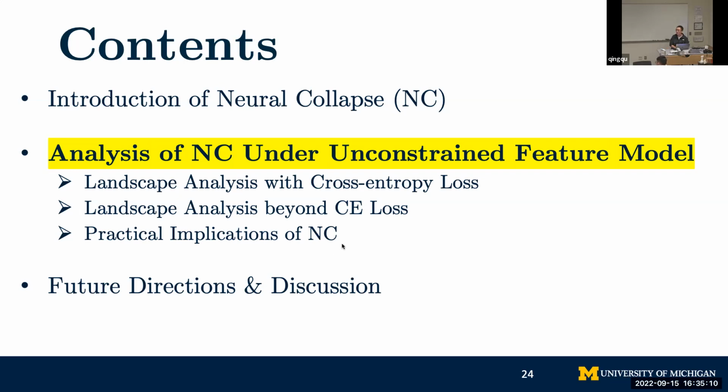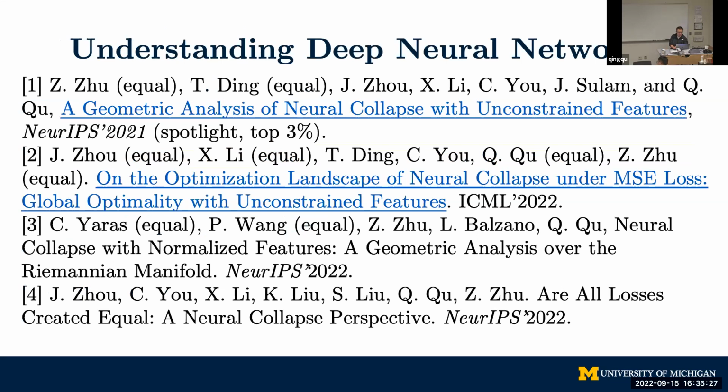So given that neural collapse happens, what kind of implications or guidance can we draw for practical network training and generalization? This is the main topic of the rest of this talk. And the work is based on a line of our recent work in the past 2 years.